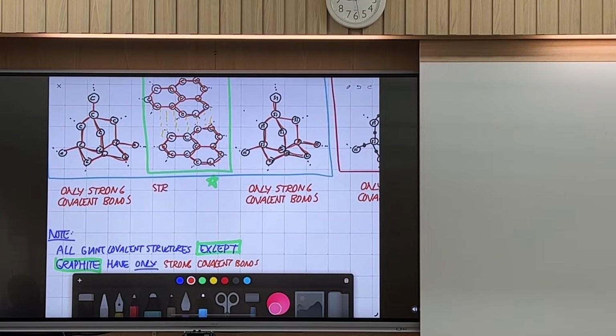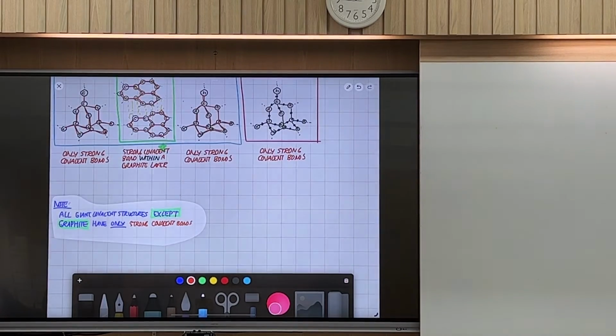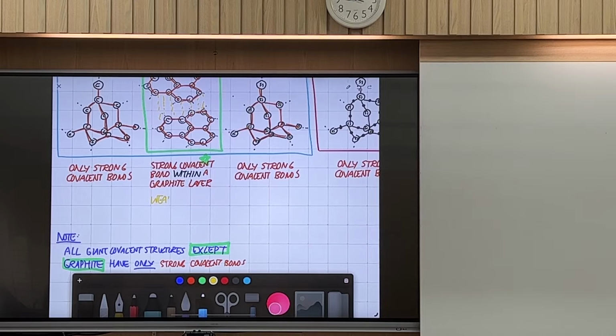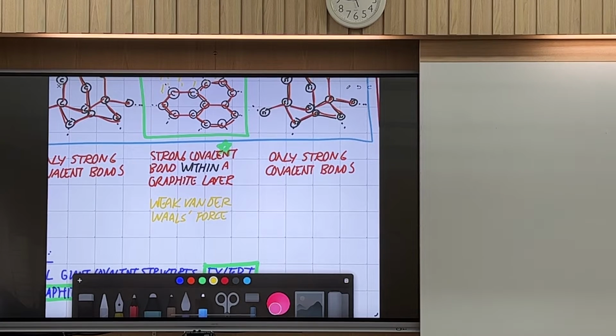Can you put down: you have strong covalent bonds within a graphite layer, but then weak van der Waals forces between graphite layers. So in this regard, it is quite similar to a simple molecular substance, I would say. Weak van der Waals forces between graphite layers.